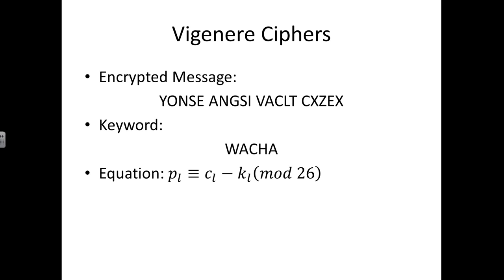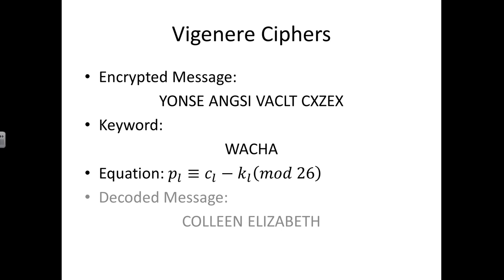As we stated, to decrypt, it's the inverse, so then we do P sub L is congruent to C sub L minus K sub L, and so then we'll have the Y, which is 24 minus 22, because that is our W, and then we're back to 2, so we get a C. And the person who is decoding has to have our keyword in order to decode the message. Okay, so next, then we would get back to Colleen Elizabeth, which is my name.